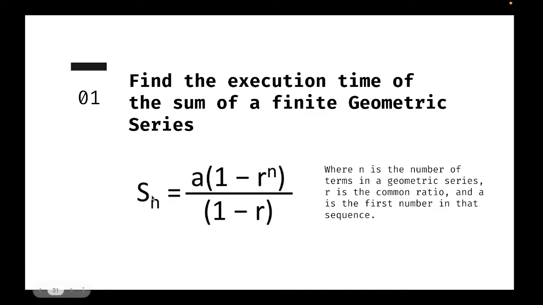The formula for which is shown here, where the sum is equal to the starting element 1 times 1 minus the common ratio raised to the number n, so that's 2 to the ninth, over 1 minus 2, where r is our common ratio.